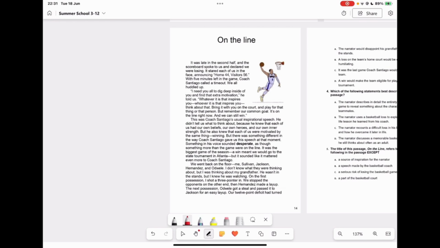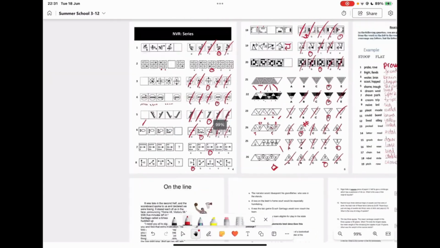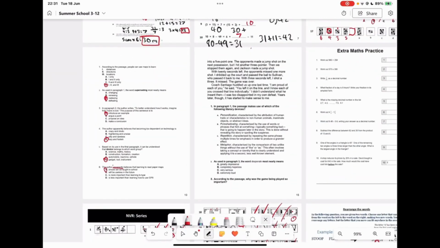I don't know what they were thinking about, but I was thinking about my grandfather. He wasn't in the stands, but I knew he was watching. On the first possession, I shot a three-pointer in. We stopped the opponents on the other end, then Hernandez made a layup. The next possession, Odd Whaley got a steal and passed it to Jackson for an easy layup. Our 12-point deficit had turned into a 5-point one.